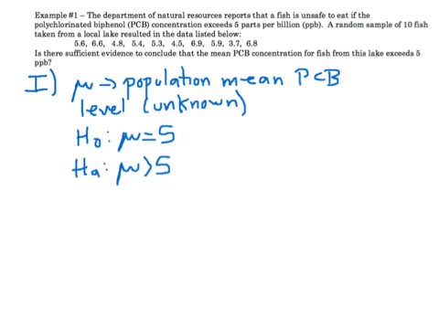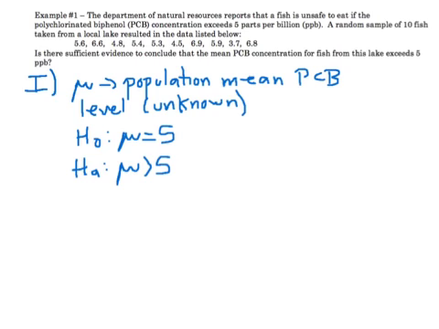So here it's talking about, we've got a lake where there's some fish. We take a random sample of 10 fish from the lake. We've actually used this data before. And now we're going to say, is there sufficient evidence to conclude the mean PCB concentration for a fish exceeds 5 parts per billion? So this is a problem involving means.